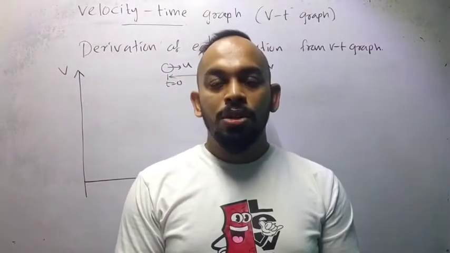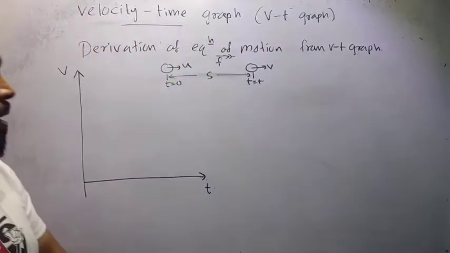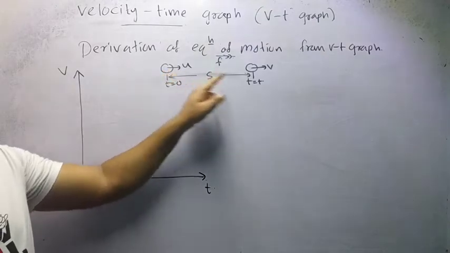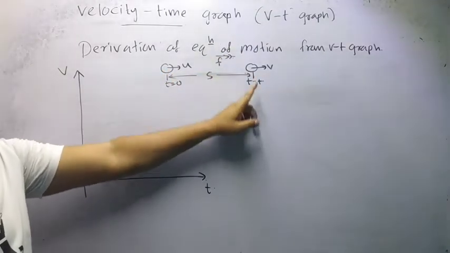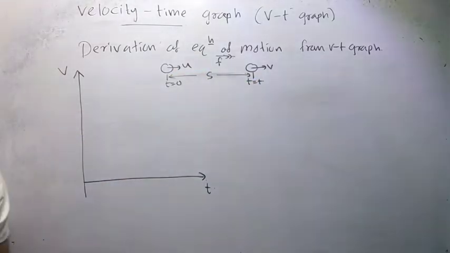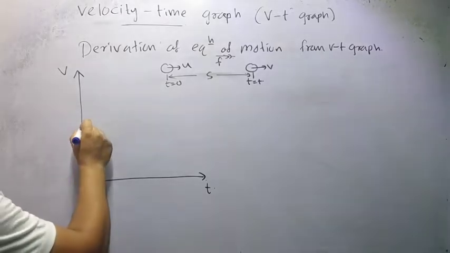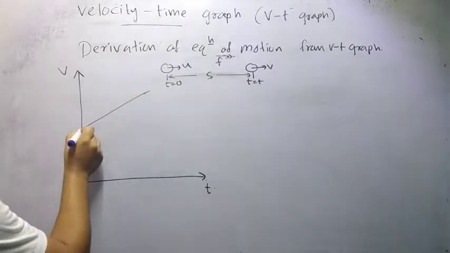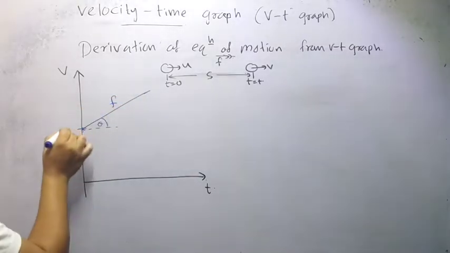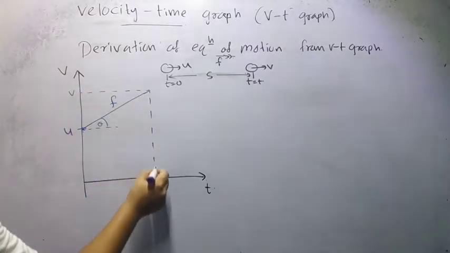Now we will see the derivation of the equations of motion from the VT graph. We start with a basic model starting at t equals 0 with velocity u and moving with constant acceleration until the velocity reaches v at time t. So we have to start from here, and it moves. Show this angle, the acceleration f. Here is u, and here it should be v. This is what we need.